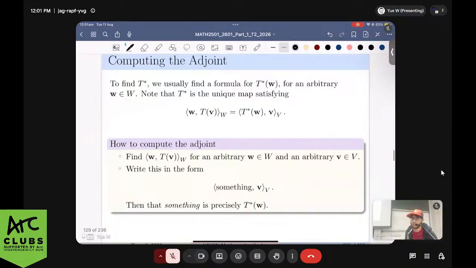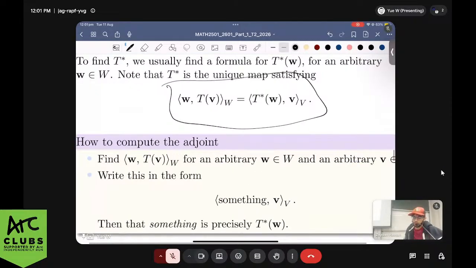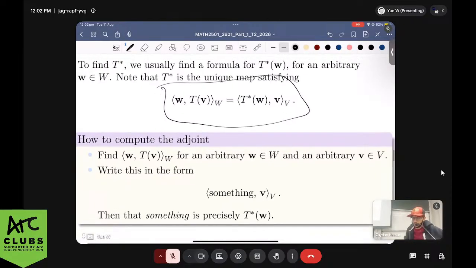But how do you compute the adjoint of a linear map in general? So not for a matrix, but an actual linear map. Usually you find a formula for T star of W. Notice this is how we define the adjoint, and you need to find what T star of W is. So what you do is you compute the inner product of W and T of V, and then you need to write it in the form of something inner product V. Notice that this something is just going to be whatever T star of W is.